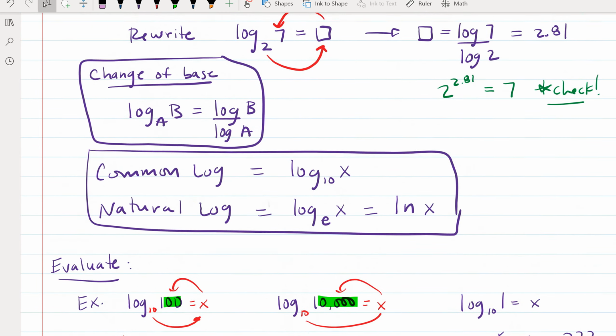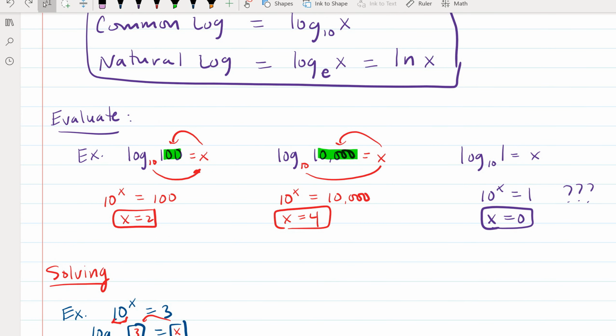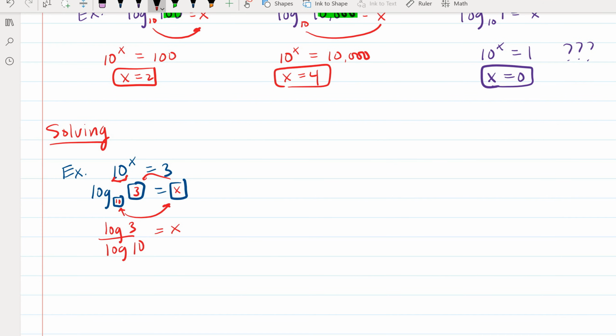Now we're going to use our change of base formula. And x is equal to log of 3 divided by log of 10. And you can go ahead and put that in your calculator. Log 3 divided by log 10. And you should get 0.4771. If you're not sure how to get that number, maybe stop the movie right now and see if there's someone else in class that can help you put this log part in your calculator.